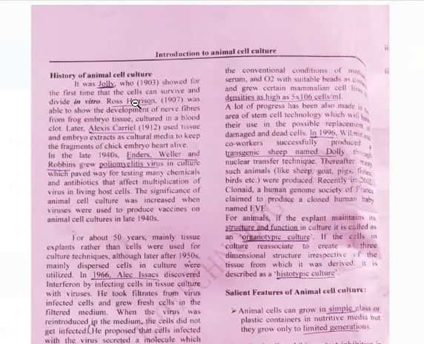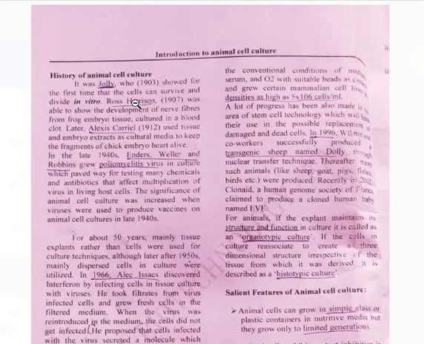It was Jolly who, in 1903, showed for the first time that cells can survive in vitro. Then persons like Ross Harrison, Alexis Carrel, Enders, Weller, and Robbins. Robbins grew the poliomyelitis viruses in culture. Accordingly, the techniques in animal cell culture developed.